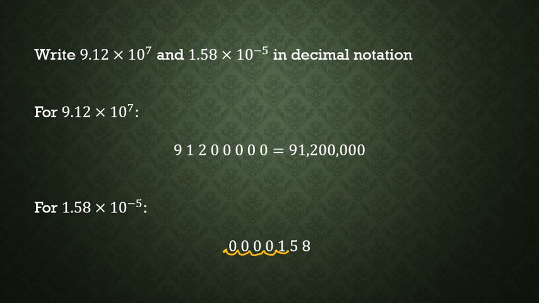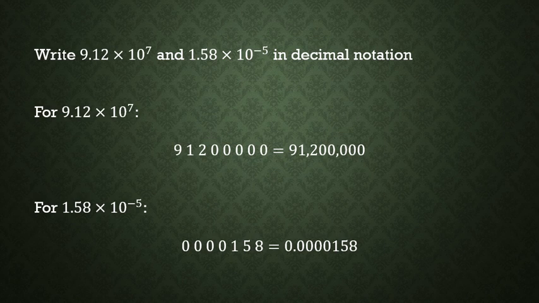Now, you could put a 0 out in front of here if you like to write your decimals with a 0 in front. If you don't, that's perfectly fine too. Don't have to do that. But as a decimal, this is going to be 0.0000158. So those were our couple sample problems writing things in decimal notation.